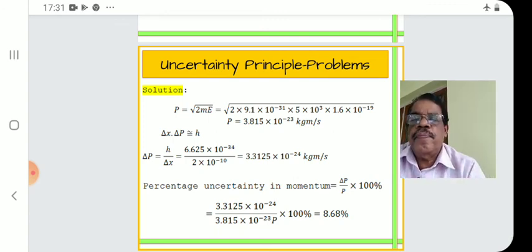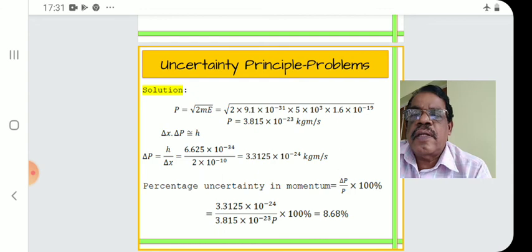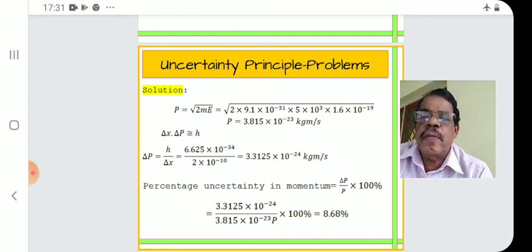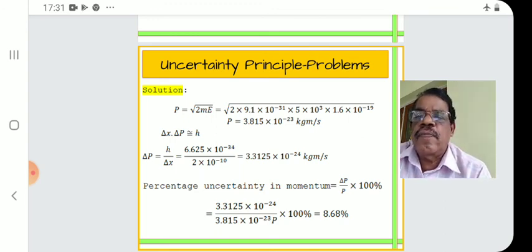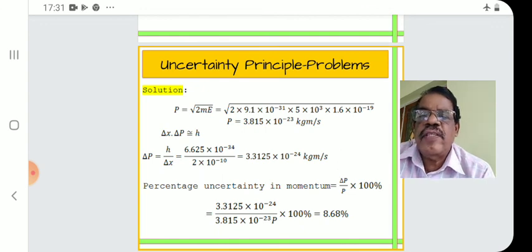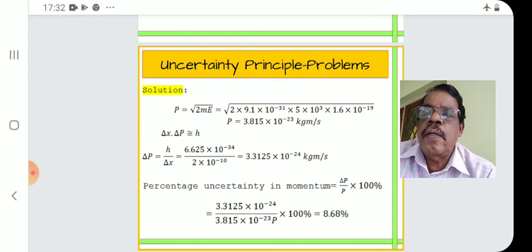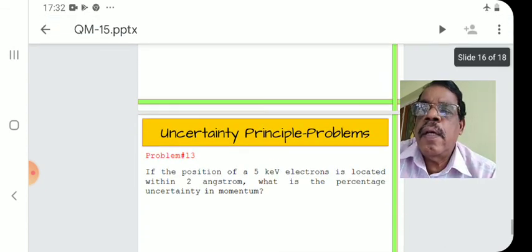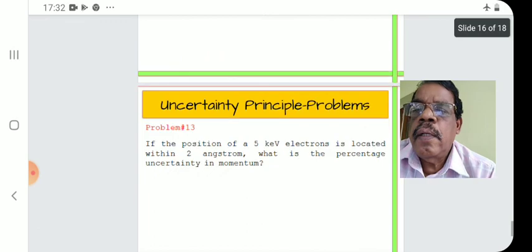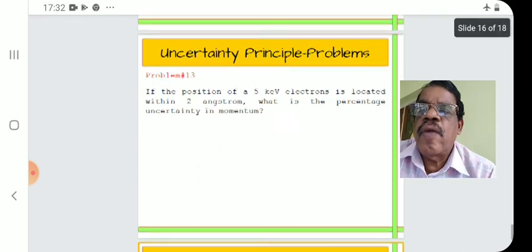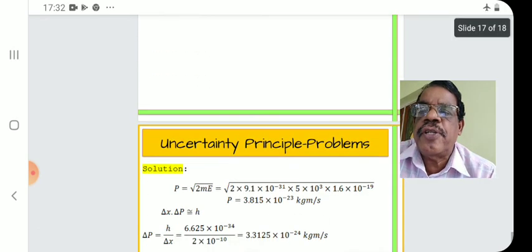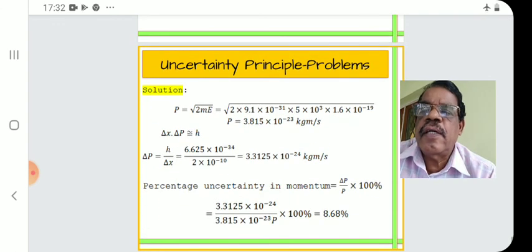And with this, the uncertainty principle based problems are over. In the next class, we take the continuation of the uncertainty principle problems. There are 13 problems, and one problem you can expect in the examination. In the next class, we take another topic. That is all. Thank you very much.